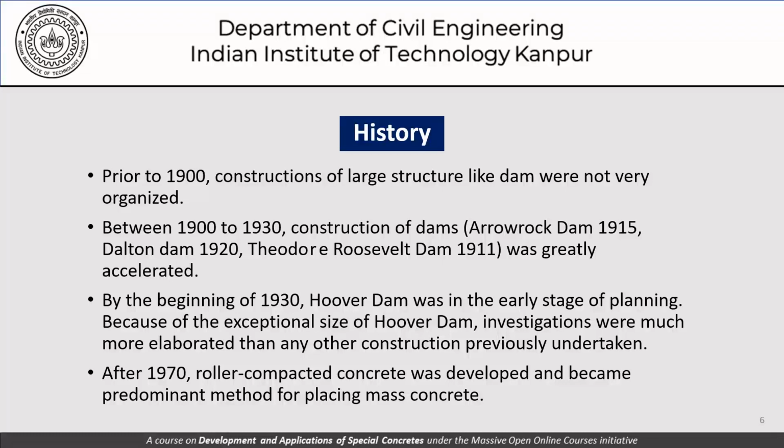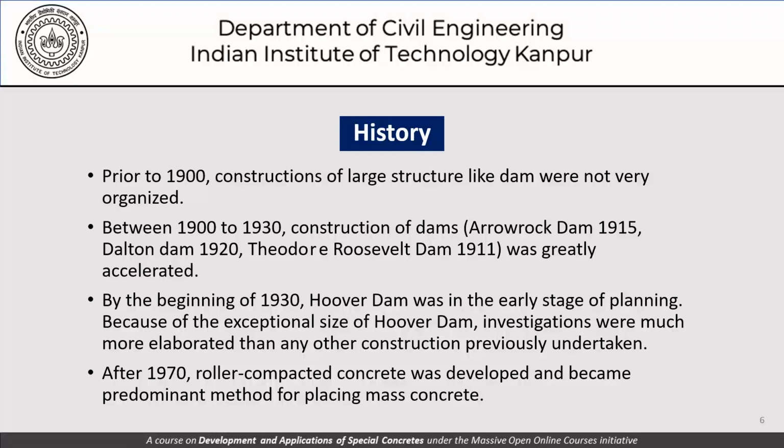Prior to 1900, the construction of large structures like dams was not very organized. Between 1900 and 1930, construction of dams such as the Arrow Rock Dam in 1915, the Dalton Dam in 1920, and the Theodore Roosevelt Dam in 1911 was greatly accelerated.